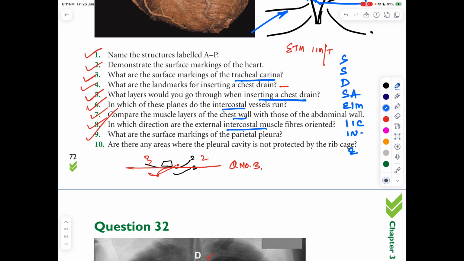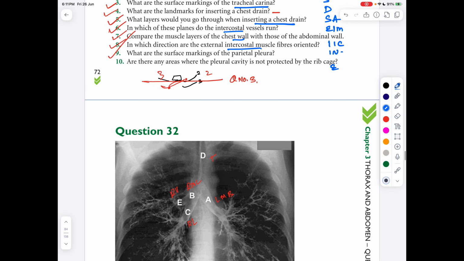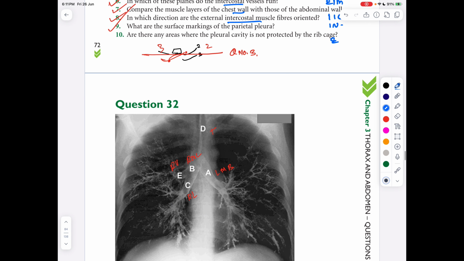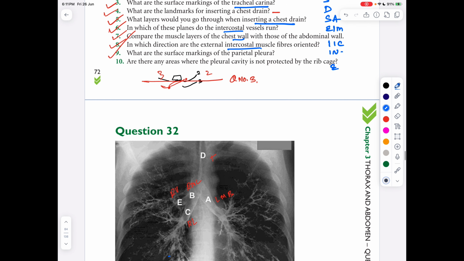Again, when you see the X-ray, suppose this is the X-ray, the parietal pleura is at the 6th, 8th, and 10th space. Are there areas where the pleural cavity is not protected by the rib cage? The pleural cavity extends upward above the first rib anteriorly and posteriorly below the lower part of the 12th rib.